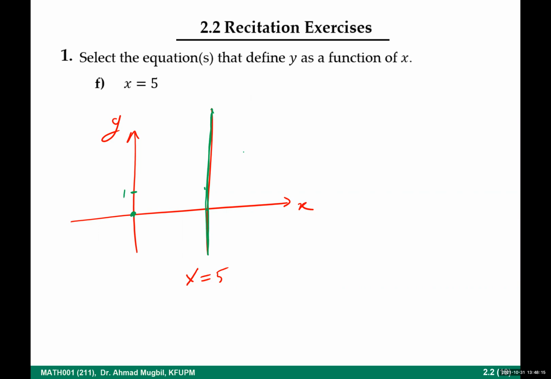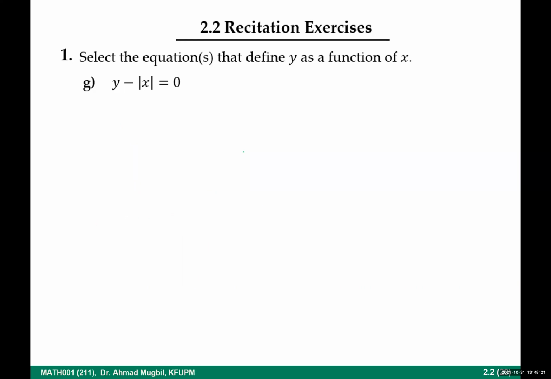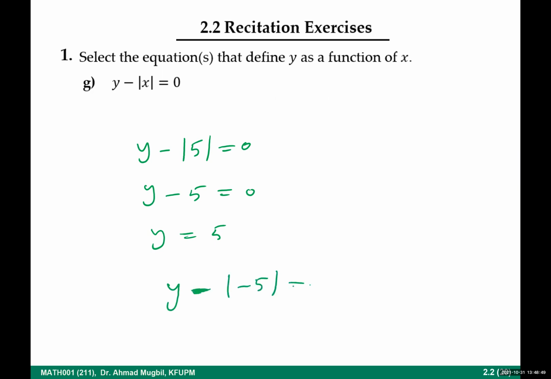It is a function. Not only that, it is a constant function. What about this one? Not a function. Who said not? Give me 1 value for x that results in 2 values for y. Take 5: y minus the absolute value of 5 equals 0. What is the absolute value of 5? Try another one. Minus 5: y minus the absolute value of minus 5 equals 0. What is the absolute value of minus 5? So y equals 5.